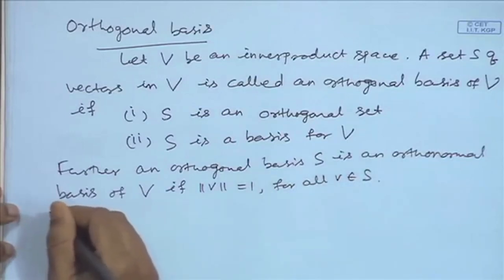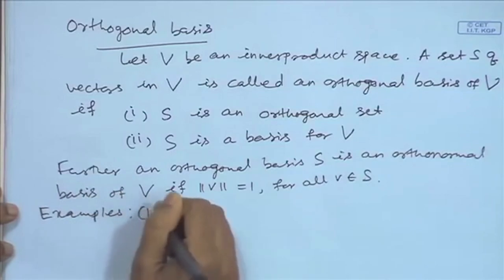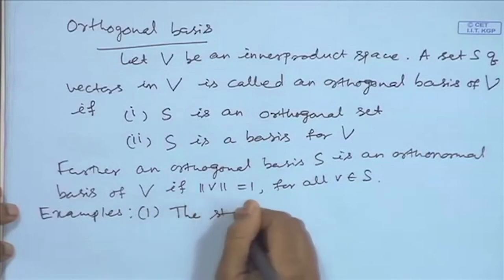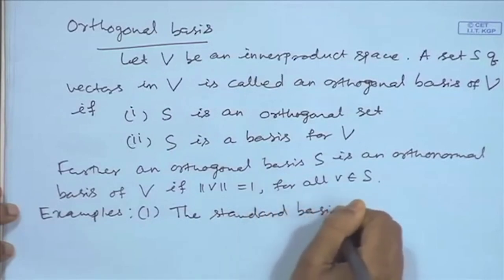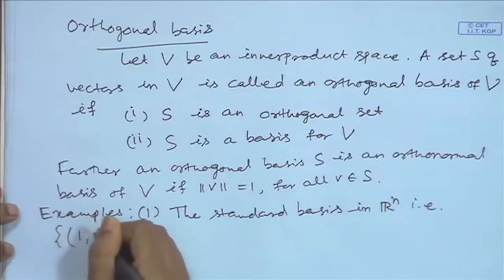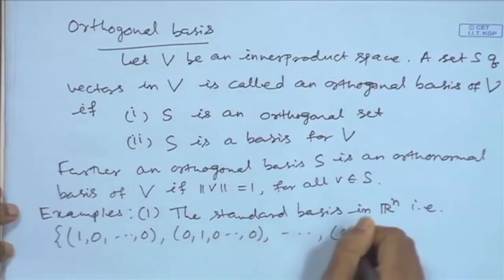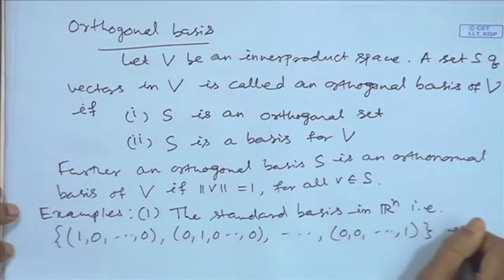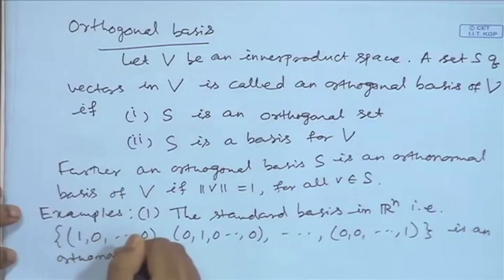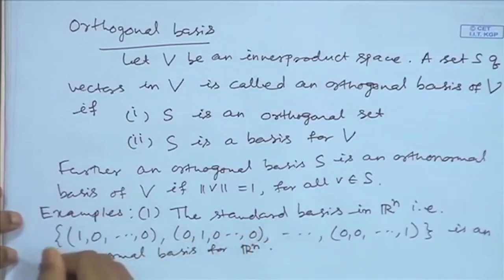So let's see a few examples of orthogonal bases. The first example is the trivial one, the standard basis in Rn, that is the set of vectors 1 0 0 ... 0, 0 1 0 ... 0, up to 0 0 ... 0 1. This is an orthonormal basis for Rn.